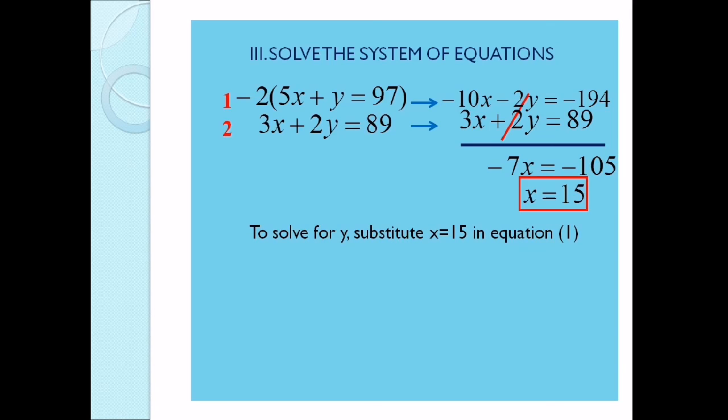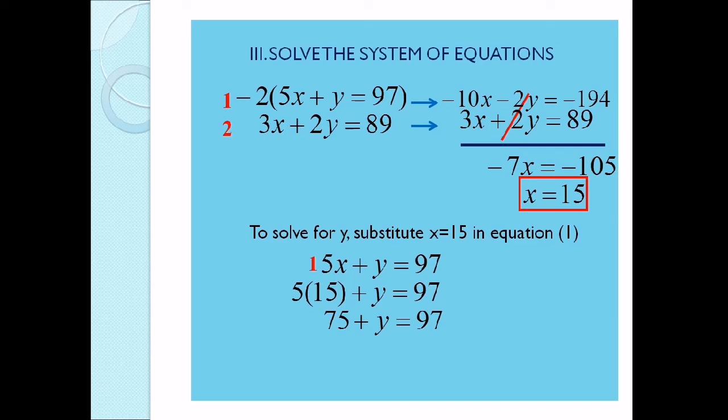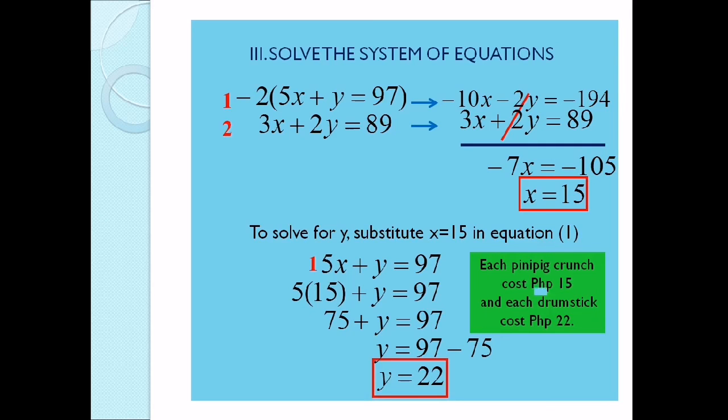So how about the drumstick? To solve for y, substitute x equals 15 in equation 1, which is 5x plus y equals 97. So 5, substitute x, which is 15, plus y equals 97. 5 times 15 is 75 plus y equals 97. Then get the additive inverse. Move to the right side, 97 minus 75. Therefore, our y is 22. Each pinipig crunch costs 15 pesos and each drumstick costs 22 pesos.